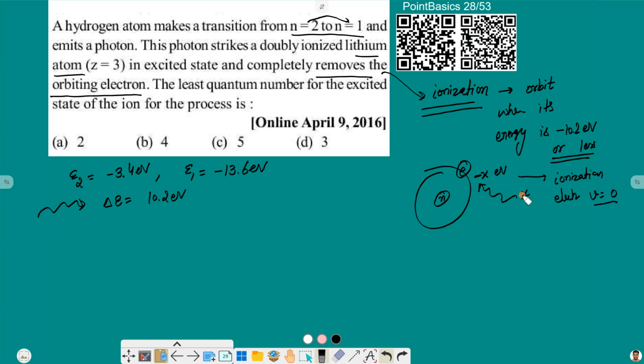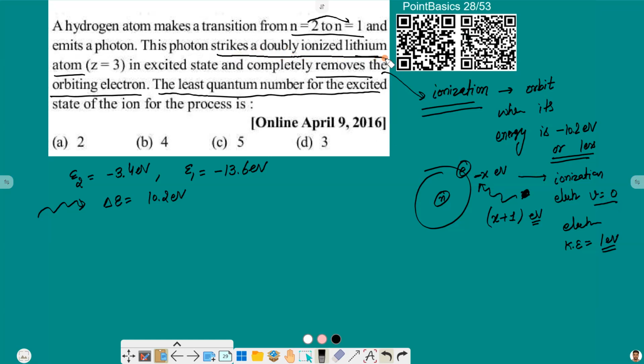But if this photon has some additional energy, let's say x plus 1 electron volt, and ionization happens, then this electron will come out with a kinetic energy of 1 electron volt. That additional energy will appear in the form of kinetic energy. Here it is not mentioned whether it comes out with velocity or not, but in the later part it says least quantum number, which means we assume that it is coming outside with 0 velocity.